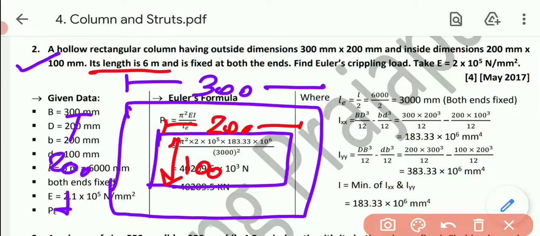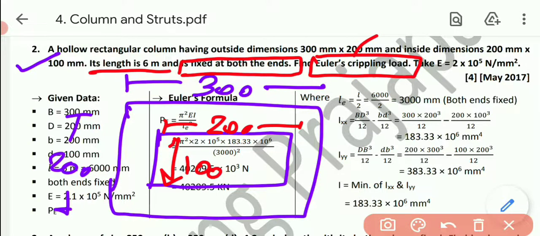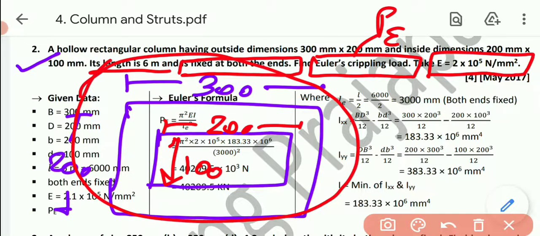Its length is 6 meter and fixed at both ends. So end condition will definitely be there in each and every example. Length is 6 meter. Find Euler's crippling load. Now they have mentioned we need to calculate Euler's crippling load, means we need to calculate P. Take E, that is 2 into 10 raised to 5 Newton per mm square. Okay, so from this figure, first of all we need to write down the data which is given to us.